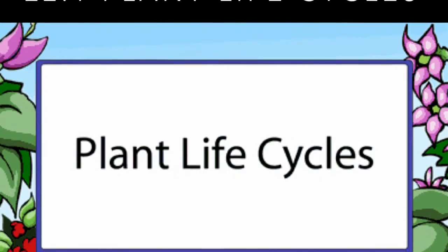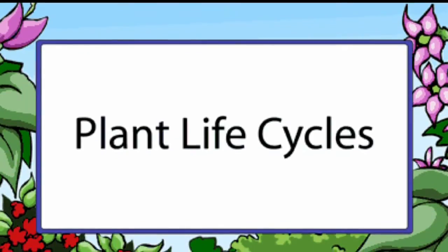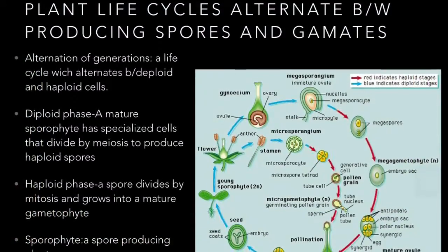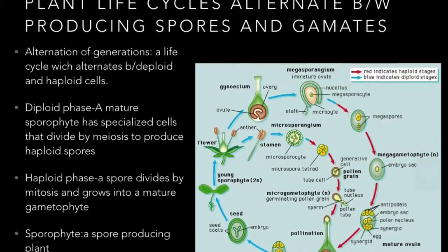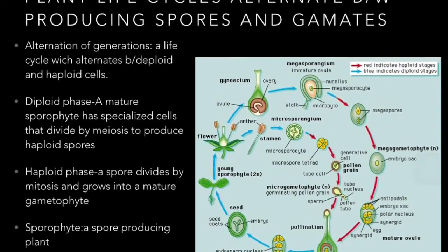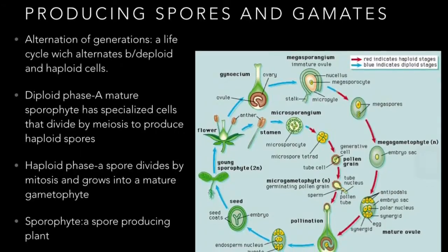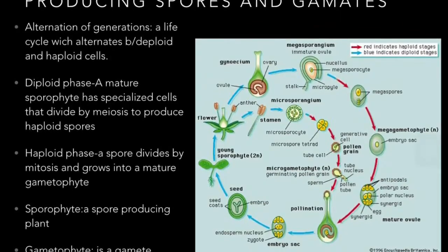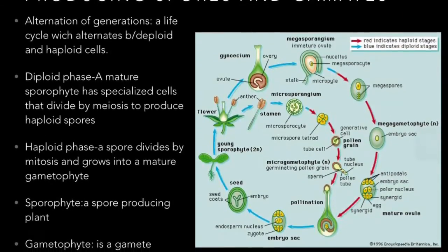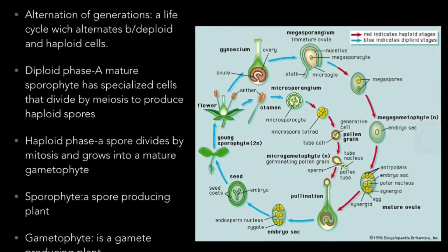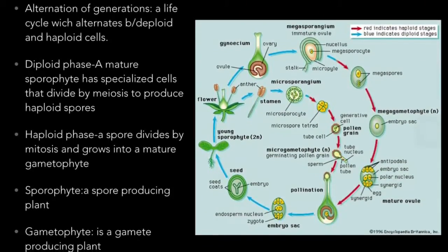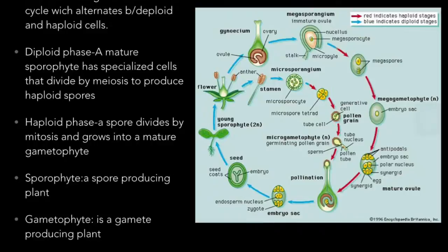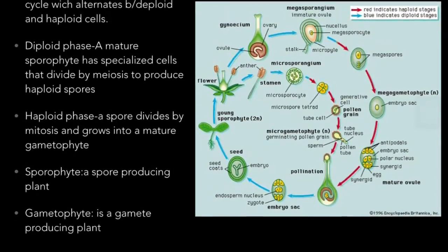21.1 Plant life cycles. Plant life cycles alternate between producing spores and gametes. Alternation of generations is a life cycle which alternates between diploid and haploid cells. Diploid phase: a mature sporophyte has specialized cells that divide by meiosis to produce haploid spores. Haploid phase: the spore divides by mitosis and grows into a mature gametophyte. A sporophyte is a spore-producing plant, and a gametophyte is a gamete-producing plant.